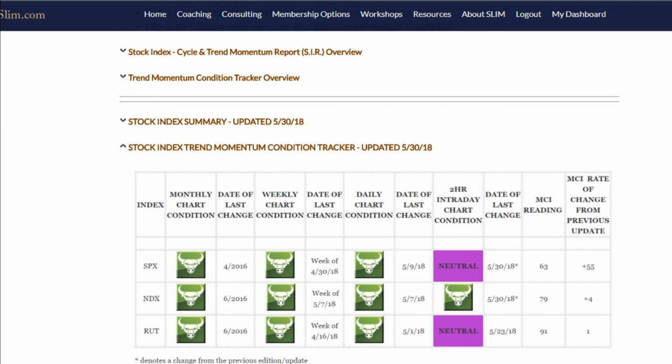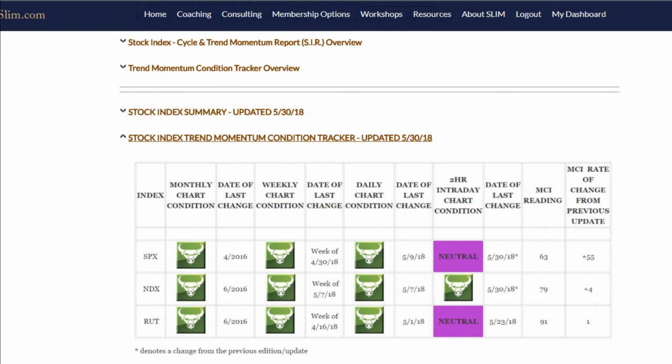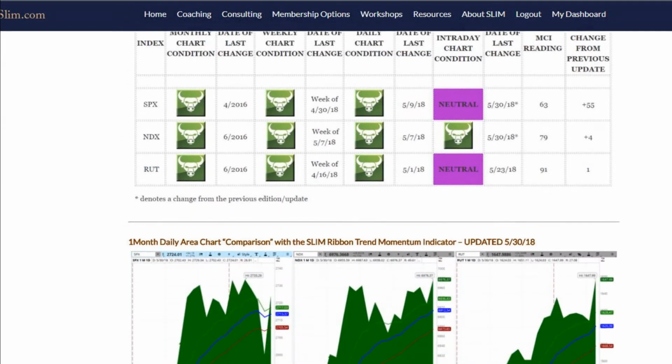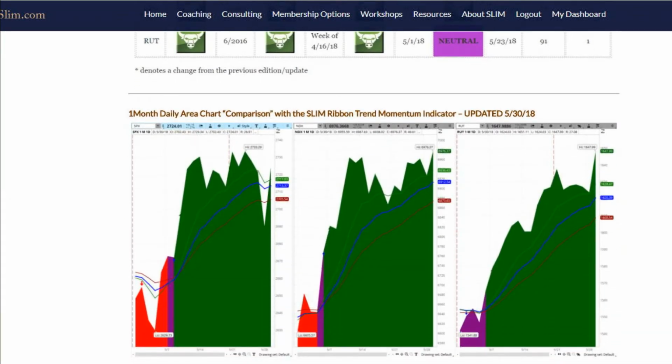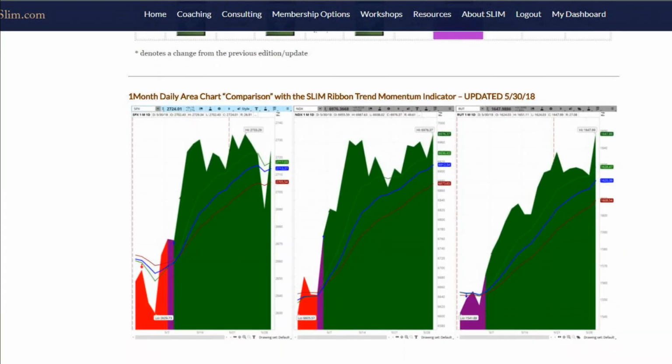But for a great illustration of that comparison, we look at the daily momentum trend indicators based on the slim ribbon. And you can see all of this green, they have all been very strong. You might note in here that the Russell right over here is much stronger than the S&P 500 is. So that's some great information when you look at that on a daily basis.